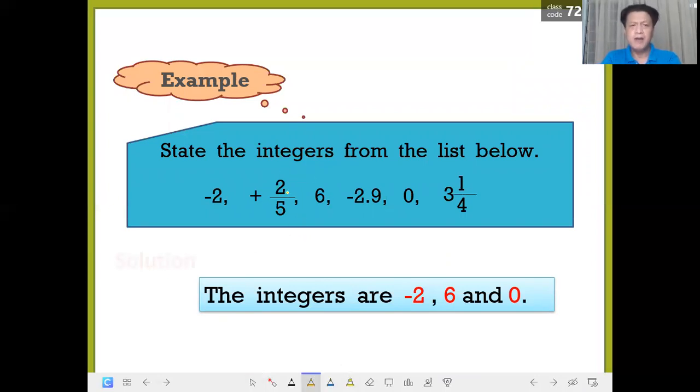Kung titignan natin, di ba, bakit ito hindi po siya integer? Kasi ito po ay fraction. Remember, whole number dapat. And also negative 2.9, this is not an integer because this is a decimal, not a whole number siya. Of course, this is a mixed number or a fraction. Kaya nga siya hindi integer kasi ay hindi siya whole number.